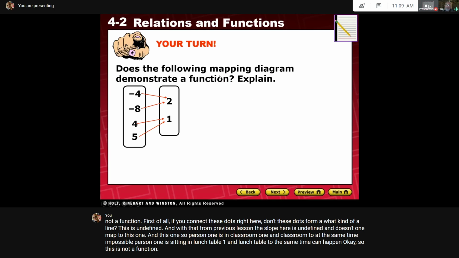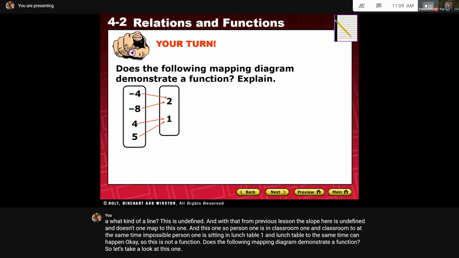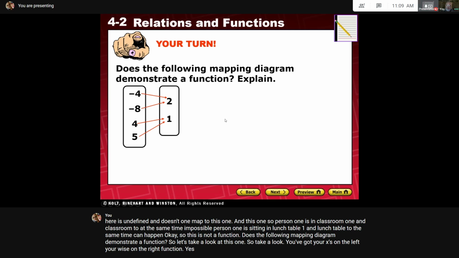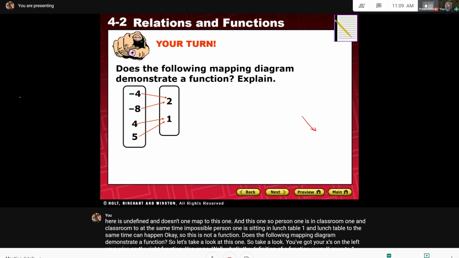Does the following mapping diagram demonstrate a function? So let's take a look at this one. You've got your x's on the left, your y's on the right. Function, yes or no? Well, what's the definition of a function? Every x goes to 1 y. So let me ask this.